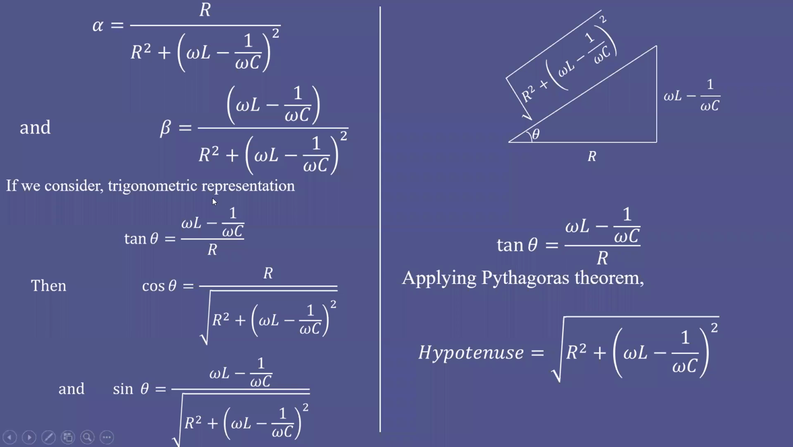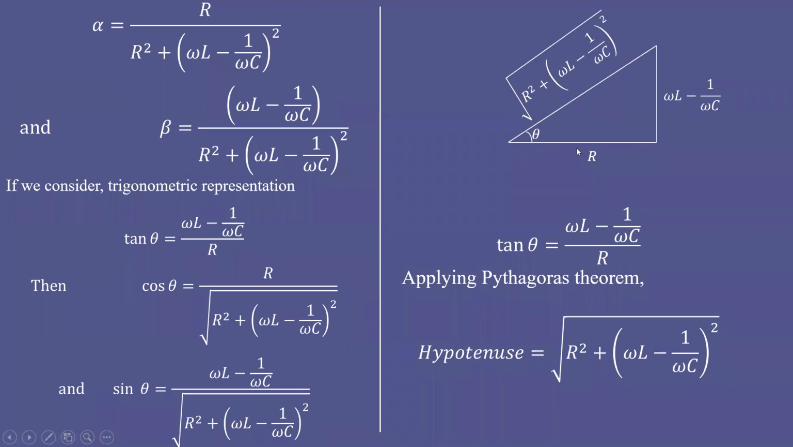Now we will take the values of alpha and beta obtained here and represent them in terms of some angle theta, because we have to find the phase angle between voltage and current. For that, we consider a trigonometric representation. We take a right angled triangle with angle theta as one angle, and the two sides taken to be R and omega L minus 1 by omega C.